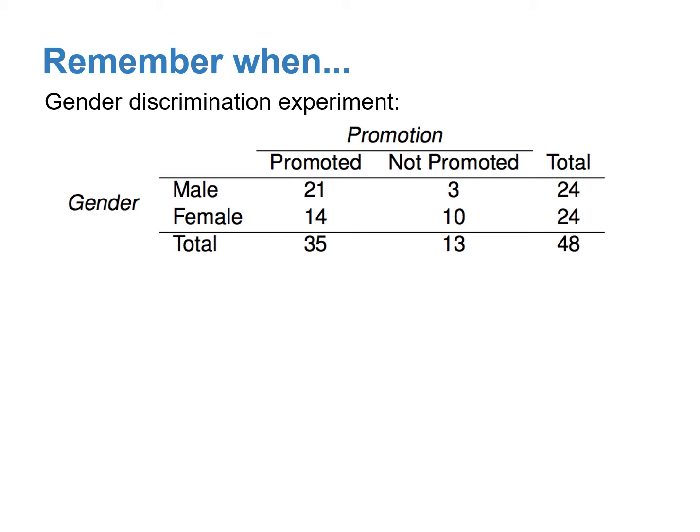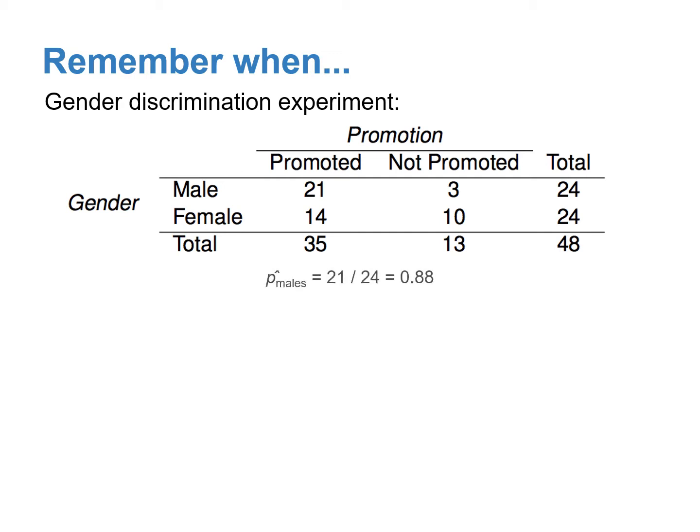In the experiment, people were recruited to participate, and each person evaluated a resume to determine whether the person whose resume it was should be promoted or not. All of the resumes were exactly the same, except half of the participants saw the resume identified with a male name, and half saw the resume with a female name.